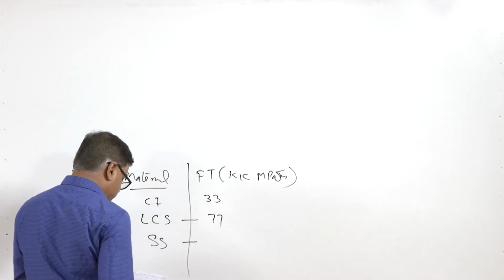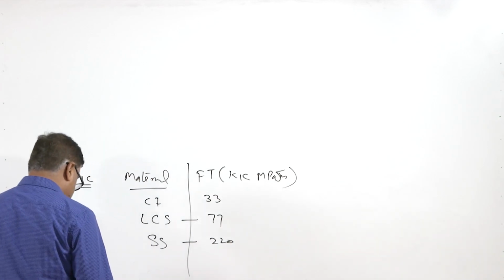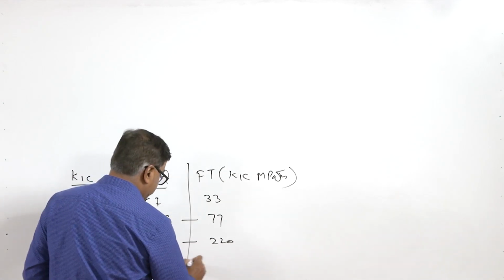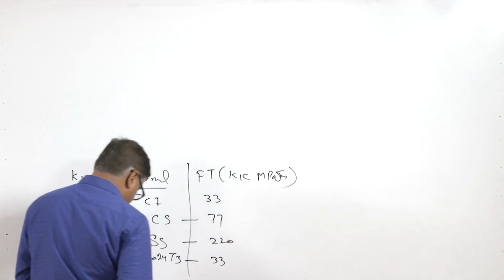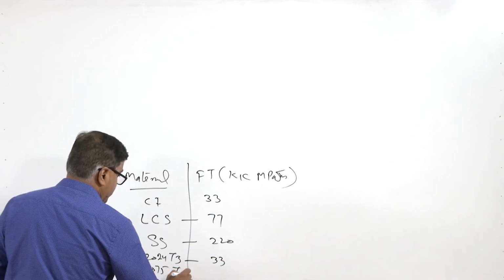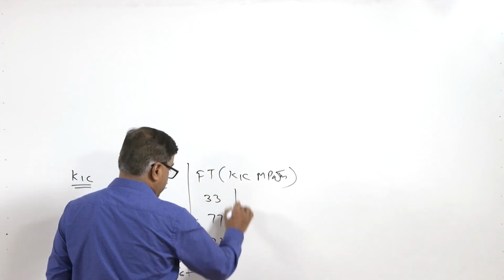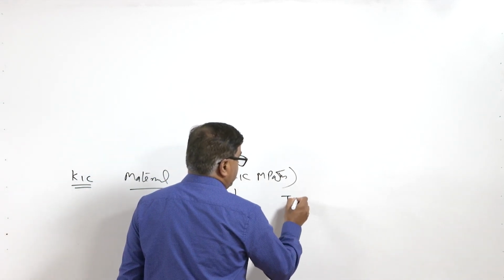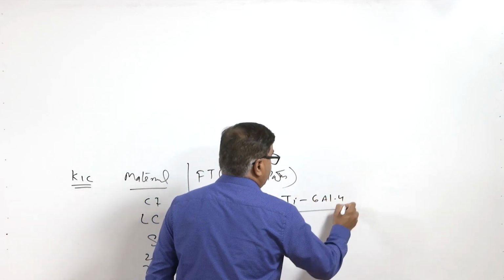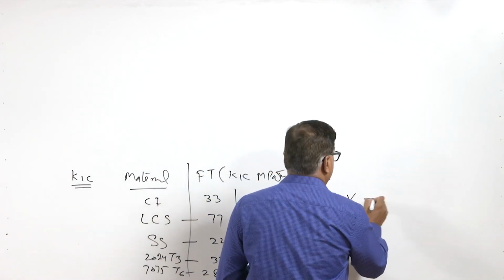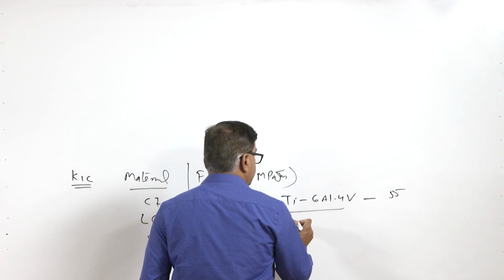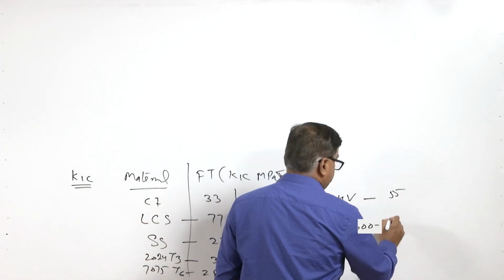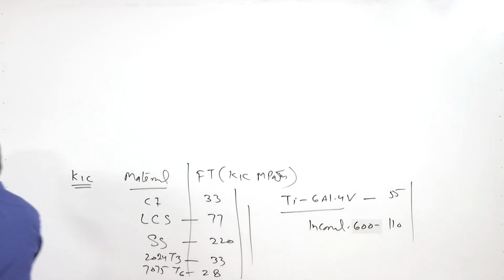Stainless steel like austenitic stainless steel offers around 220 units; it is very fracture tough. Aluminum alloy 2024 in T3 condition offers a fracture toughness of 33 units, while 7075 in T6 condition offers 28. The most commonly used Ti6Al4V titanium alloy offers a fracture toughness of 55 units, and the commonly used Inconel 600 offers a fracture toughness of 110. These are the fracture toughness values for ambient conditions.